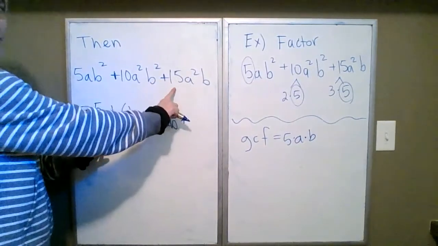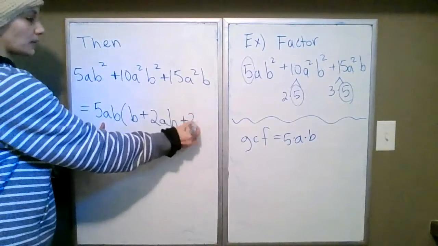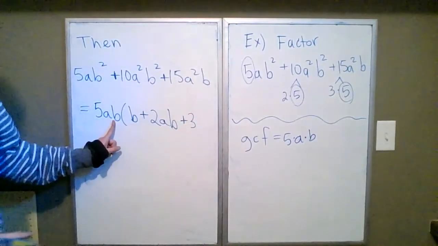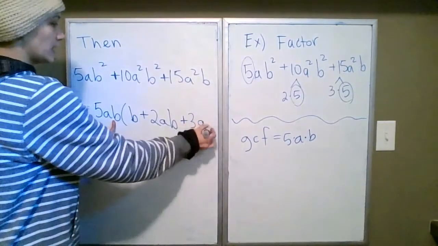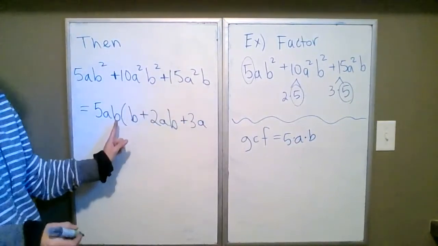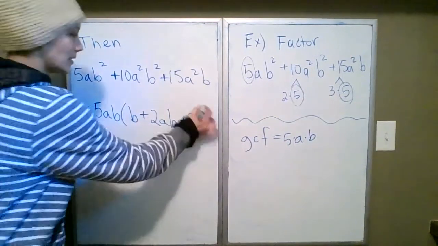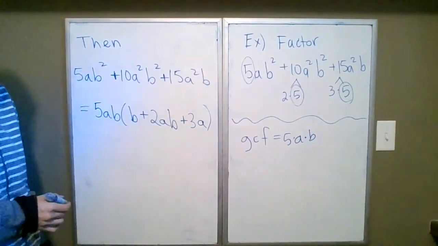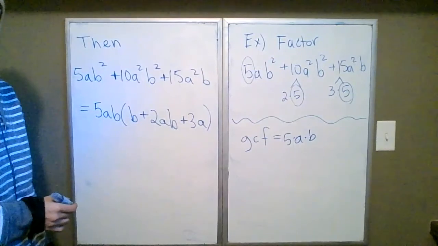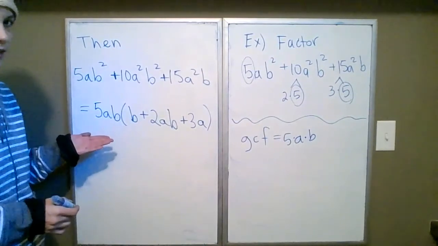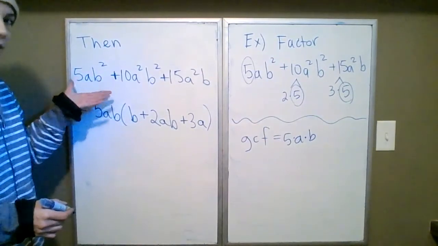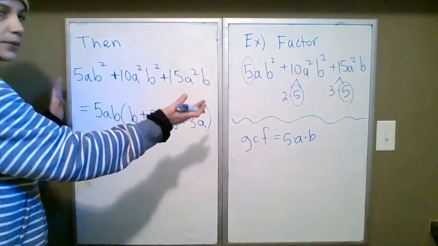Take factor 5 out of 15, which leaves 3. We factored out an a from a squared, so an a is left behind. And we've got that we brought the b to the front. So there's just a 3a. This is how your answer should look. You should have this full expression now written as a product.